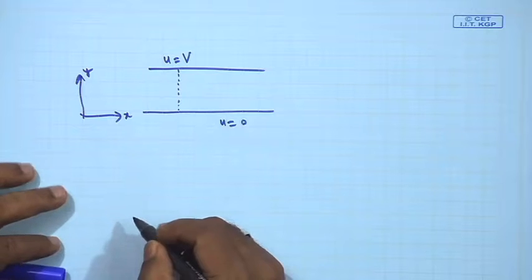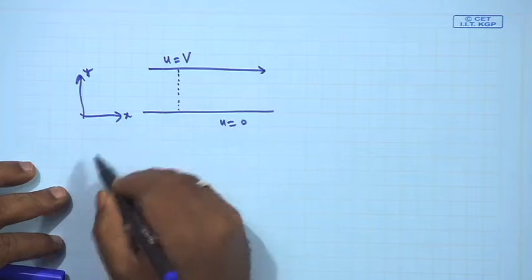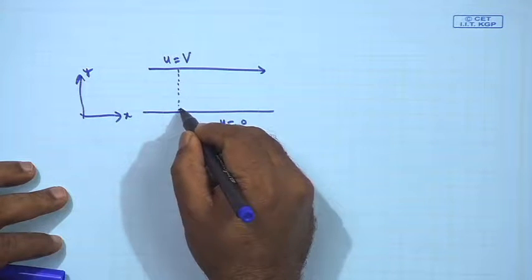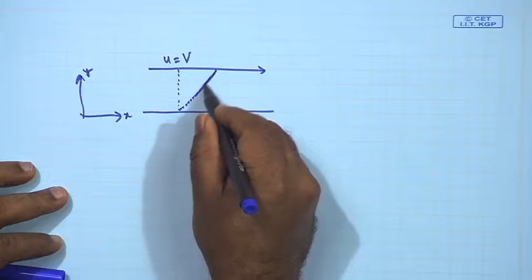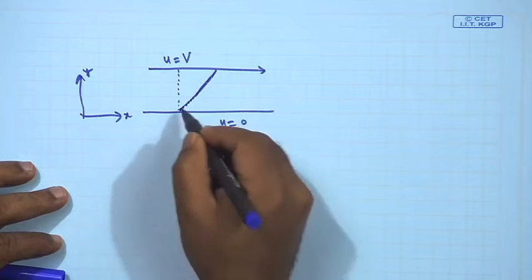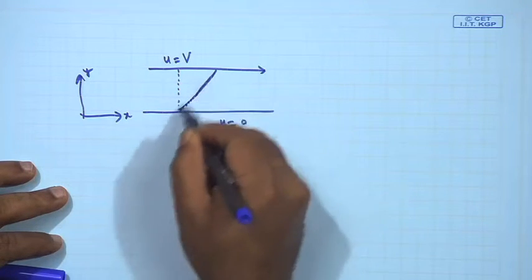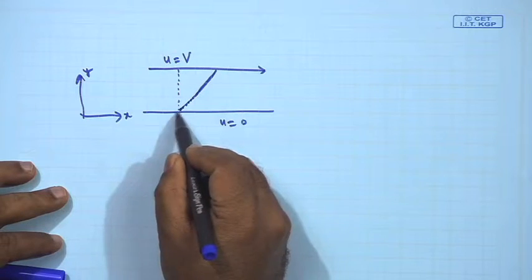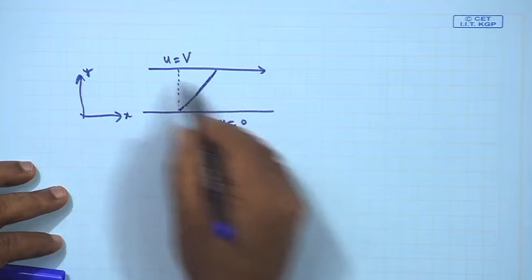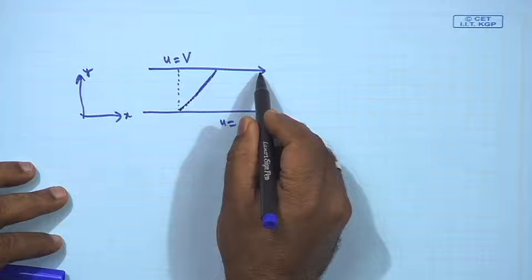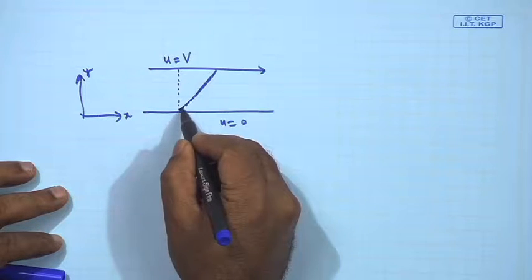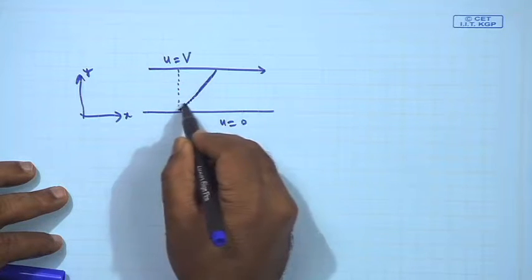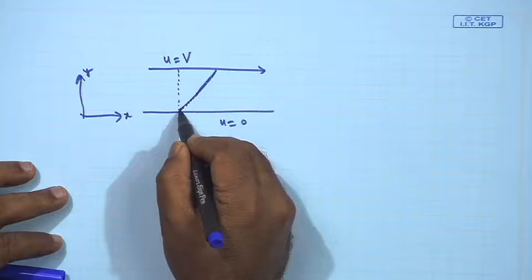Suppose these are the fluid particles. Since the plate is moving with velocity v, what will happen? The velocity structure will be like this. Why are we visualizing this? This plate is stationary, this plate is moving. Since this is stationary, viscous effects are more here. So the fluid adhering to this is at rest.